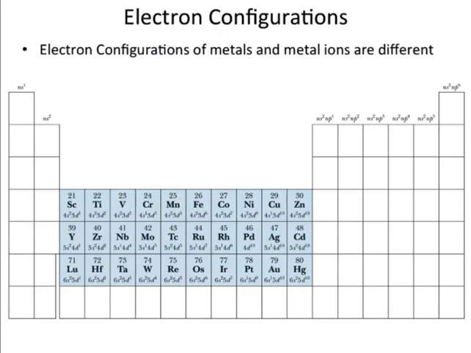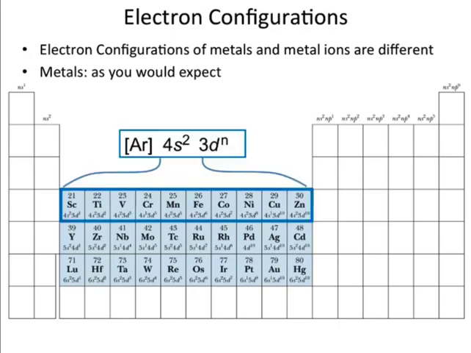Now, we're interested in electron configurations, and this is from the first semester of Gen Chem: the electron configurations of metals and metal ions are different. Metals are roughly as you would expect, at least in the first row here. You have the 2 electrons from the 4s, which are these 2 over here, and then you have however many 3d electrons you have based on the metal. As you go down a little lower, it gets kind of weird, so generally I care about the trend here and not the specifics.